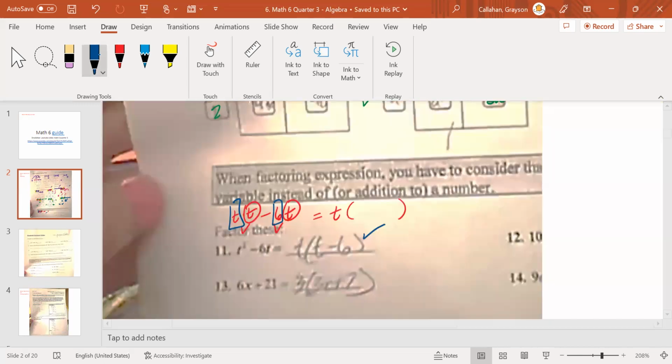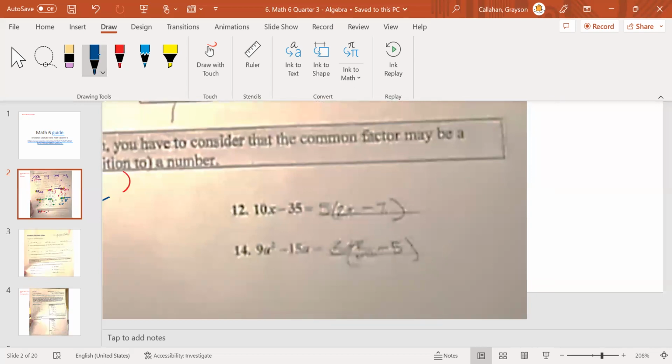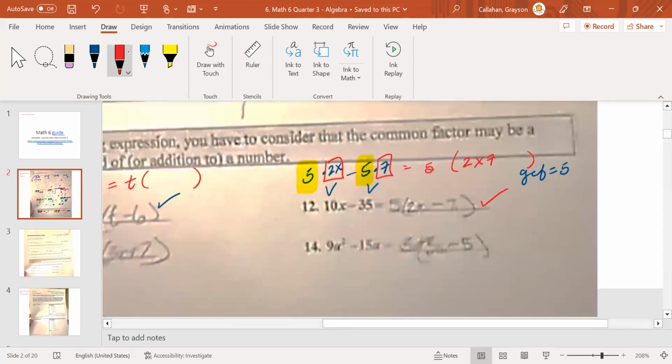Okay, so for number 12, between 10 and 35, you could think about what is the greatest common factor. That will be 5, right? So then when I break this down, let's do 5 times 2x is 10x. For this one, it's going to be a 5 times 7. What do they have in common? 5, right? But then what's left? 2x minus 7. So that's correct, okay?